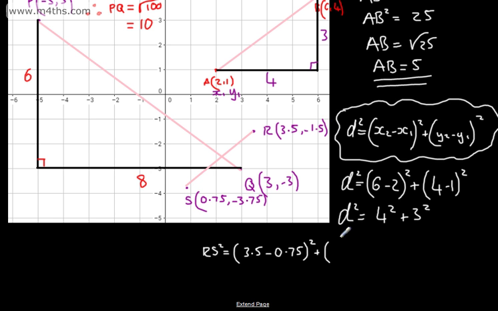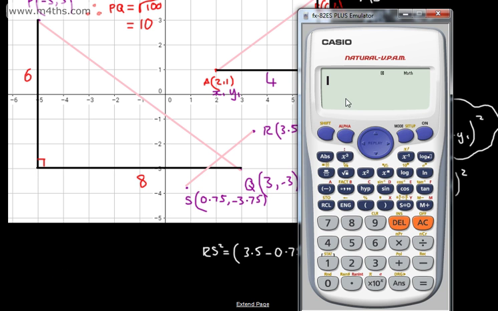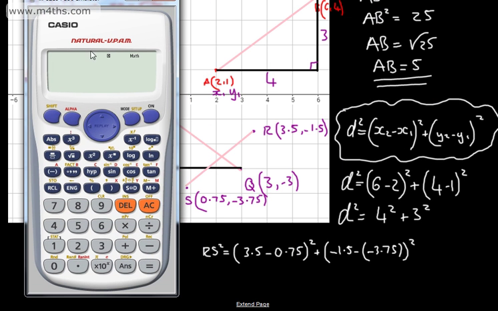Here we need to be careful. We've got negative 1.5. Then we're going to subtract from this now the negative 3.75. So all I'm going to do is put this in a calculator and find the answer. So this gives me RS squared. So if I want to find RS, I will simply take the square root, as I've done here. So I'm going to type it in my calculator. So what we'll get is 3.5. We will subtract from that 0.75.